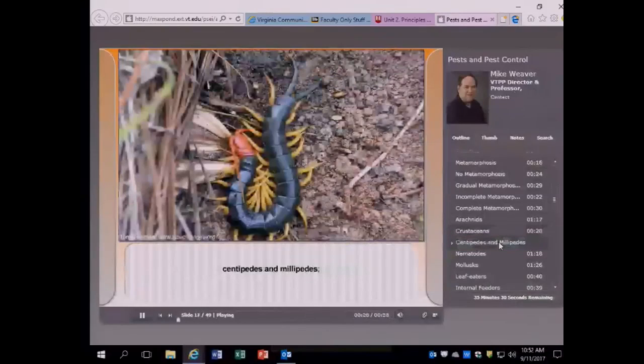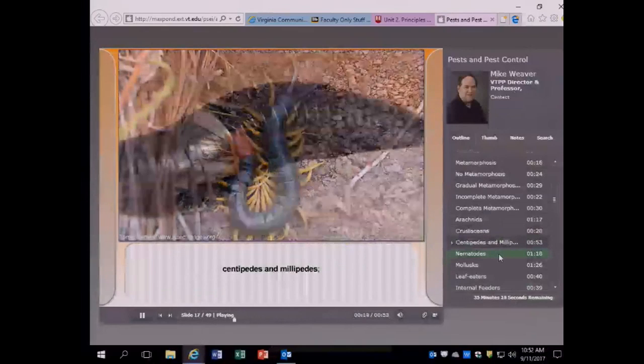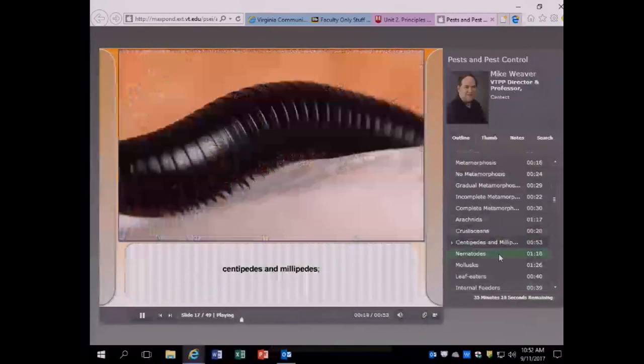The next group are the centipedes and the millipedes. The centipedes, as seen here, have 1 pair of legs per segment. They have chewing mouthparts, and some species can inflict painful bites. The millipedes have 2 pairs of legs per segment and are cylindrical like an earthworm. The bodies are wingless, as is the case with the centipede. The antennae are short with the millipede, and the mouthparts are comb-like.